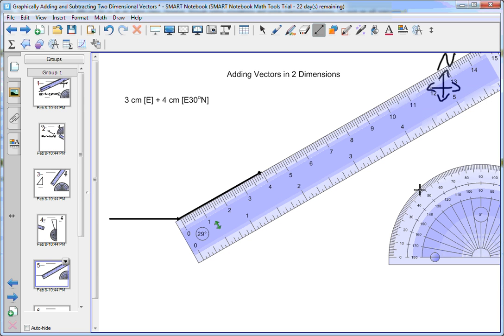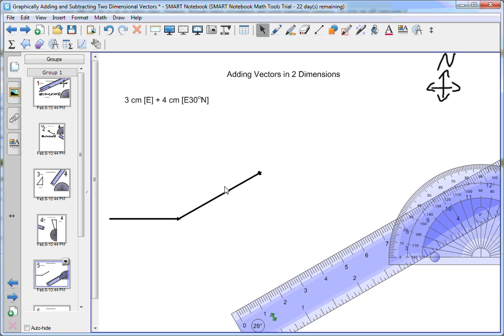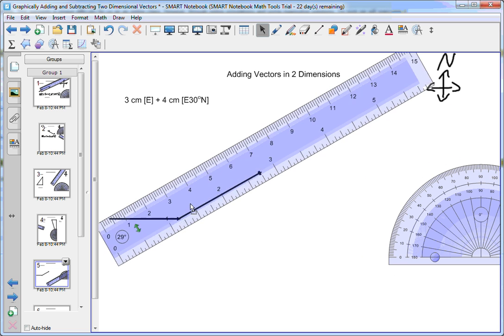Now it just happens that our protractor was about 4 centimeters wide. That isn't always going to happen. Sometimes your mark is going to be down here. Sometimes it'll be way out here. Either way, just make sure you line your ruler up through it and draw to the length that you need. And then we draw our resultant vector.